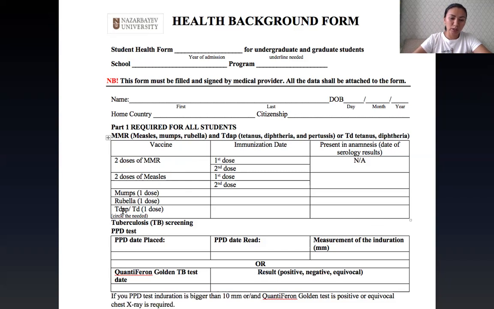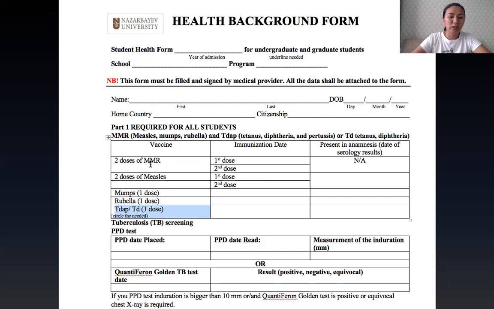When it comes to Tdap and TD, this vaccination is not lifelong and it must be effective within the last 10 years. If you know that the last vaccination, right over here, was done, let's say, in 2010 or earlier, it's not effective. You need to be revaccinated, okay?